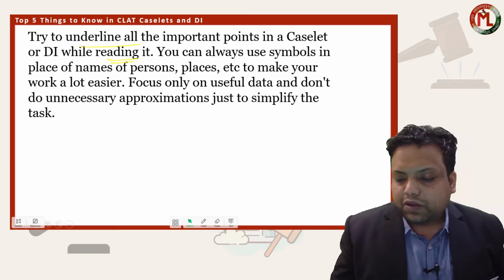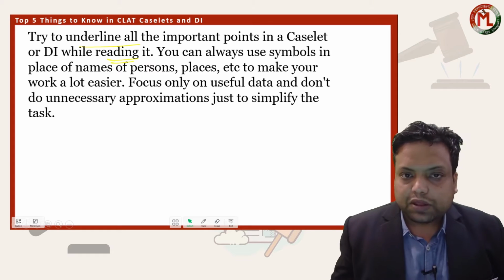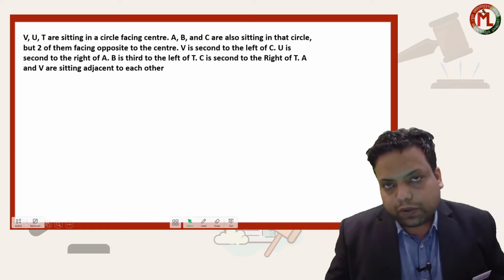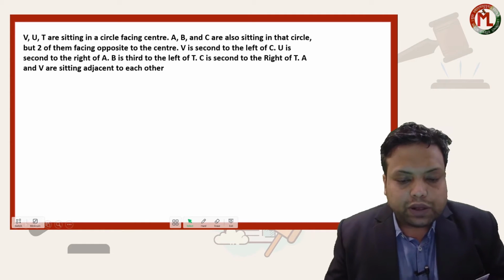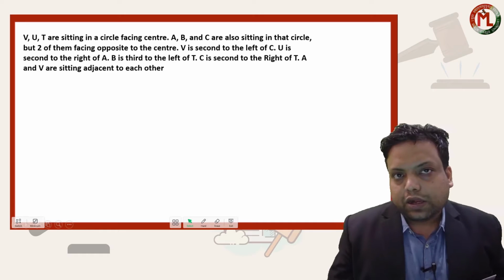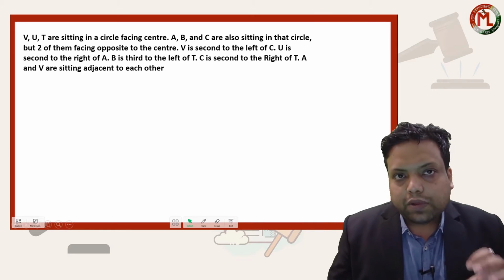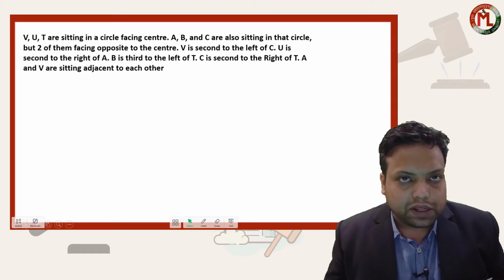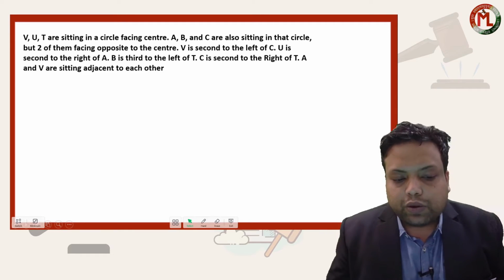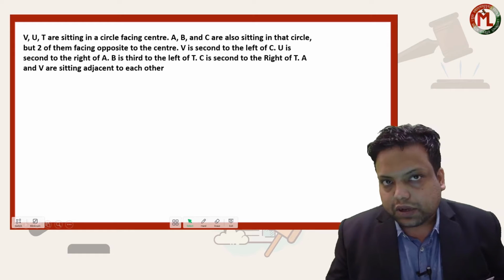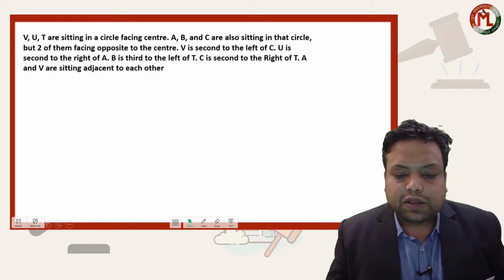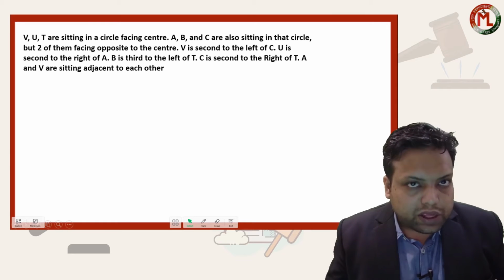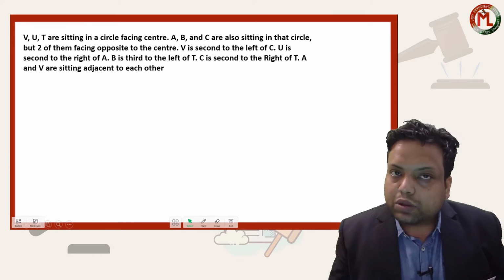Say for example, if I want to represent this with an example, see what we can do. I have erased all the junk that is given around it, and I am taking the core part. Now if I take this core part, how can you represent this data? Say V, U and T are sitting in a circle facing the center. A, B, S, C are also sitting in that circle, two of them facing opposite to the center. No issues. V is second to the left of C.